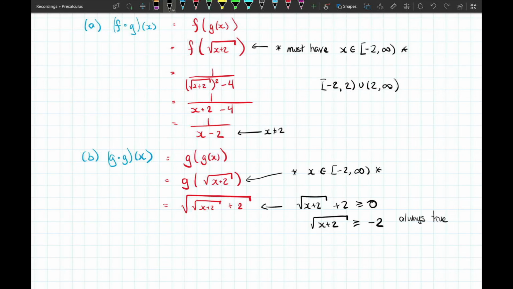And so as a result, the domain for this function will just simply be all of the values from negative 2 to infinity. And that will ensure that the square root of x plus 2 is a real number and that g of g of x is defined.